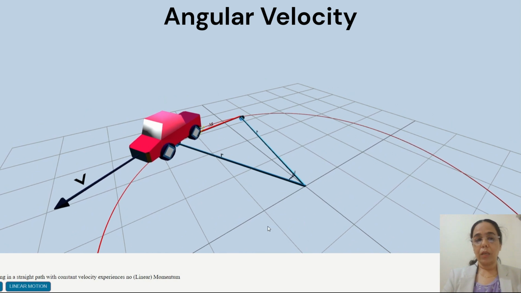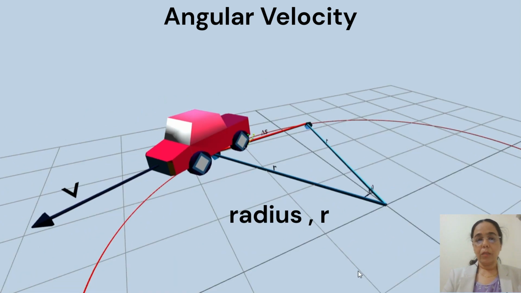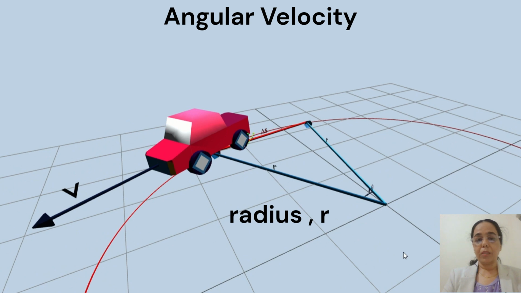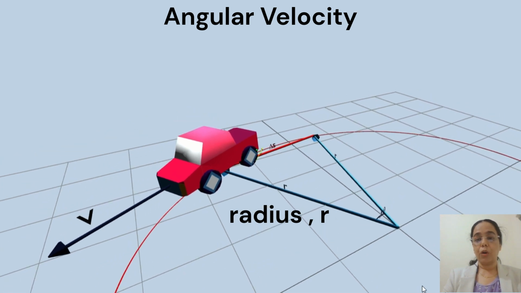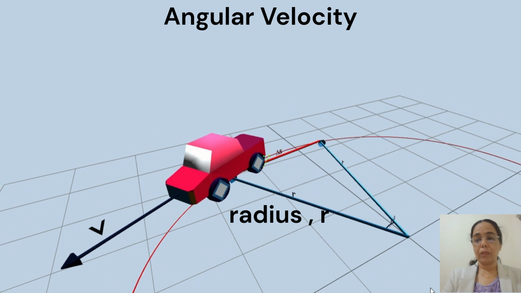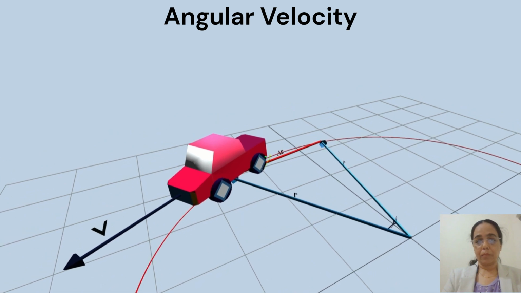Now consider the radius vector r. This vector points from the center of the circle to the object's position on the circular path at a specific point in time.